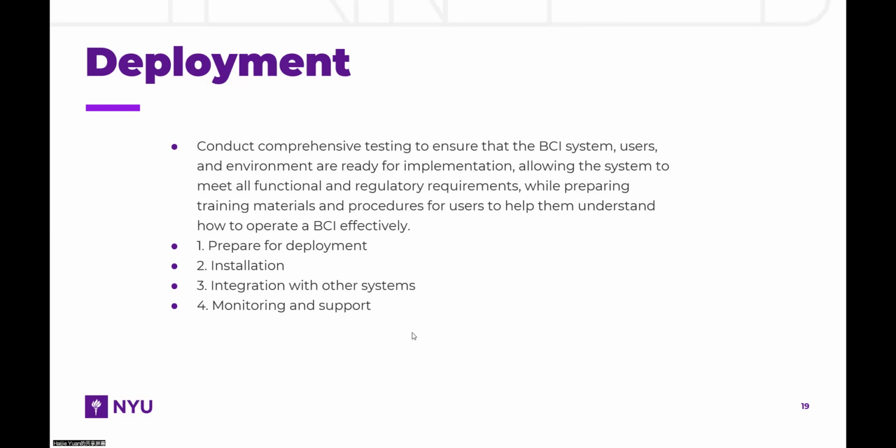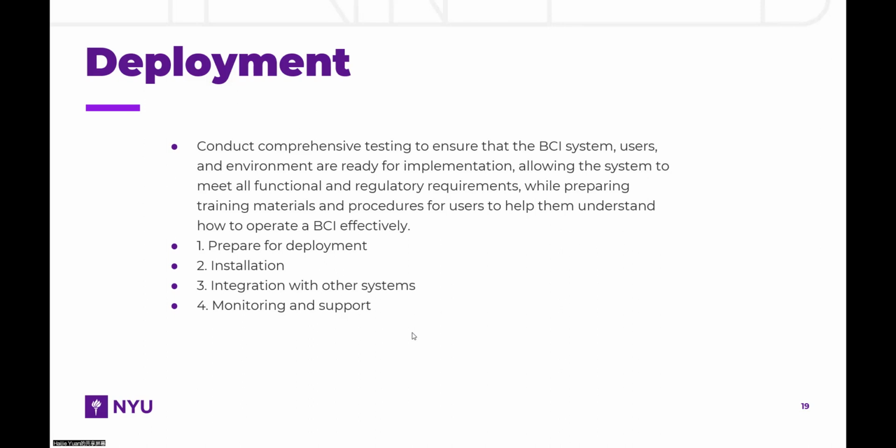The third one is integration with other systems. To support the needs of users, we need to coordinate the work of BCI with other technology systems, starting with data integration, establishing interfaces to allow BCIs to communicate with other medical or operating systems while sharing data.